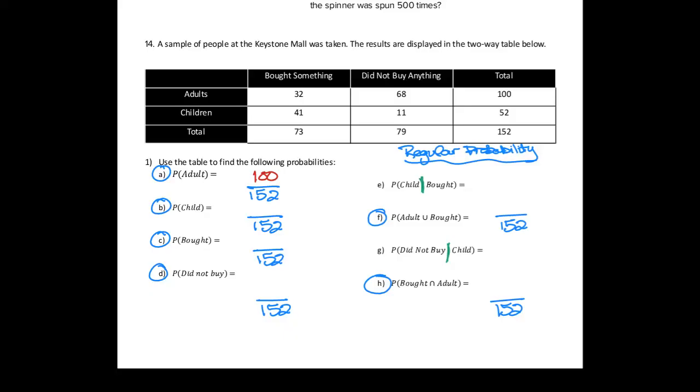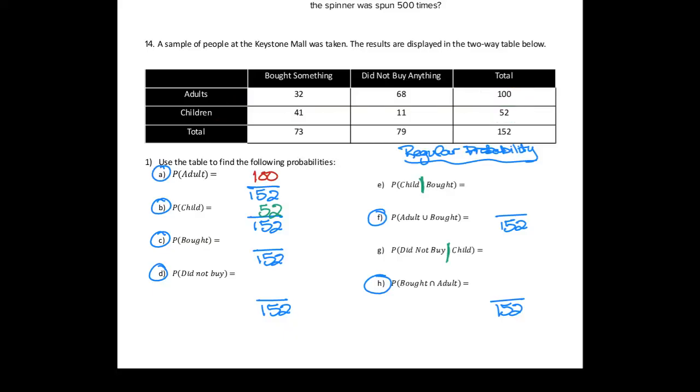All right, so 100. Yes, here's adults. There is the total. Always finding the total. How about the probability of selecting a child? Probability of selecting a child out of this entire two-way table. 52, that is correct. So find all the children. So that is 52 out of 152. All right. Nice job. Good work.